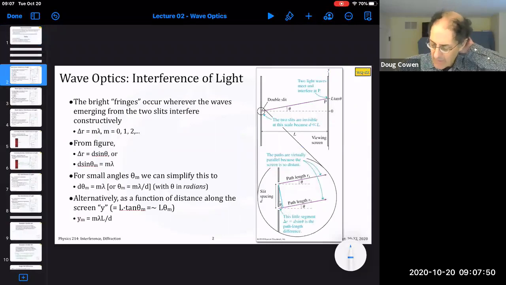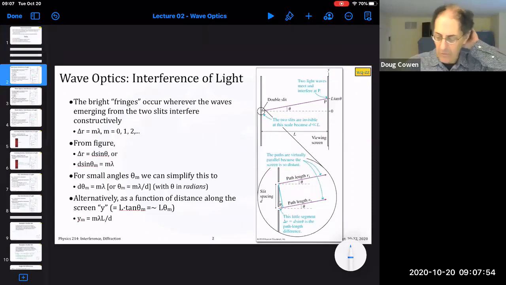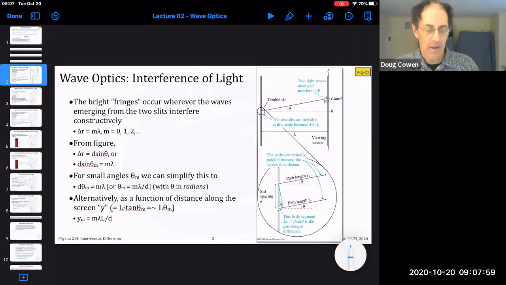Okay, so last time we started talking about how light would interfere coming out of two slits. And what happens is the light comes in from the left-hand side. It goes through two slits, and then the light coming from one slit and the light coming from the other slit can interfere with one another and cause a pattern to be seen over on a screen at some reasonably far distance away.